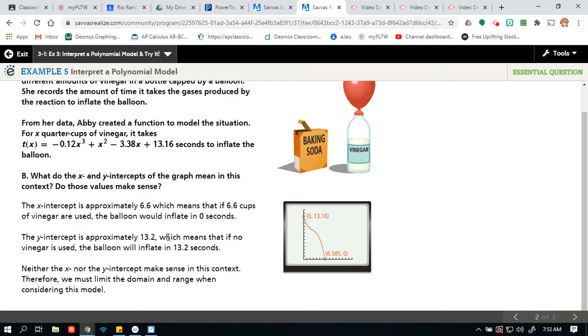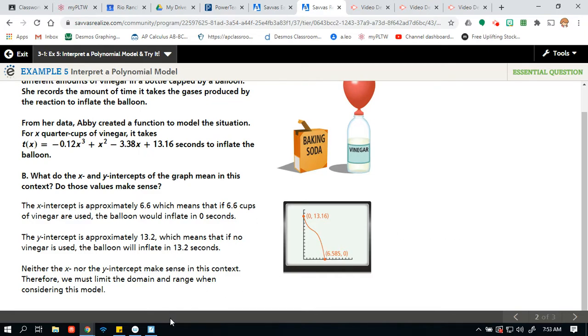The y-intercept is approximately 13.2, which means that if no vinegar is used, the balloon will inflate in 13.2 seconds. Again, if you're not having a chemical reaction between the baking soda and vinegar, does it actually make sense for us to include those values? So neither the x nor the y-intercept makes sense in this context. Therefore, we must limit the domain and range when considering this model.